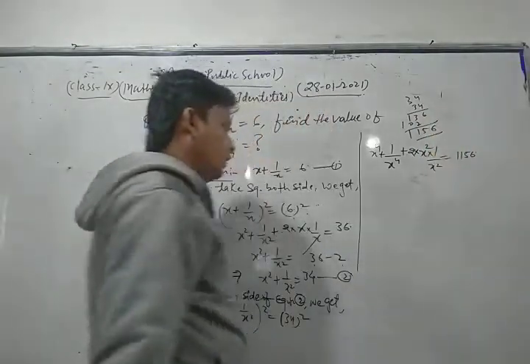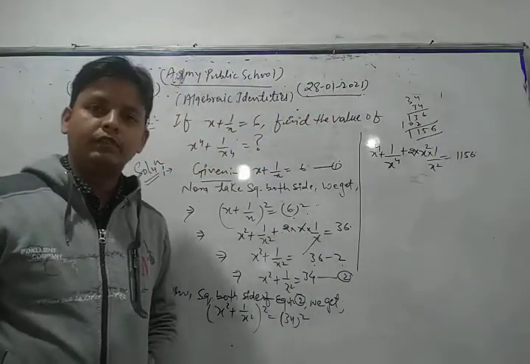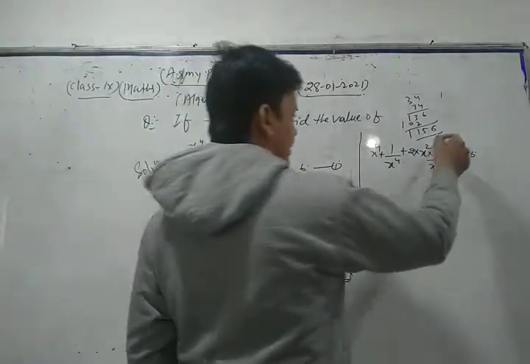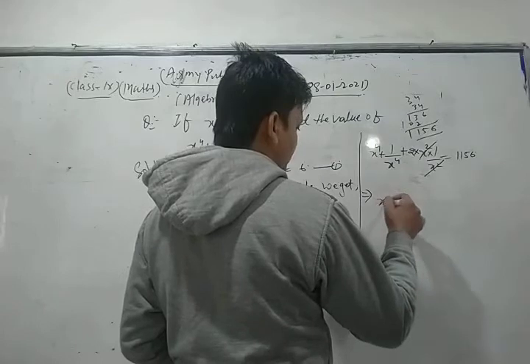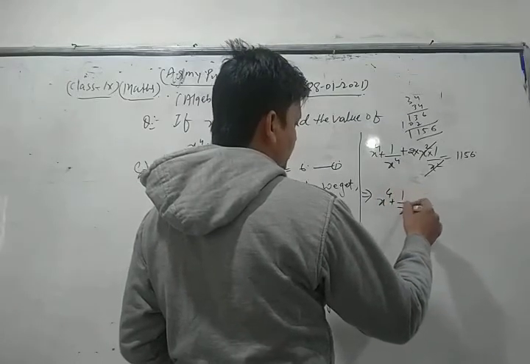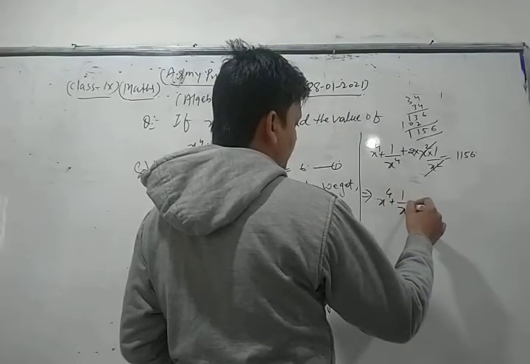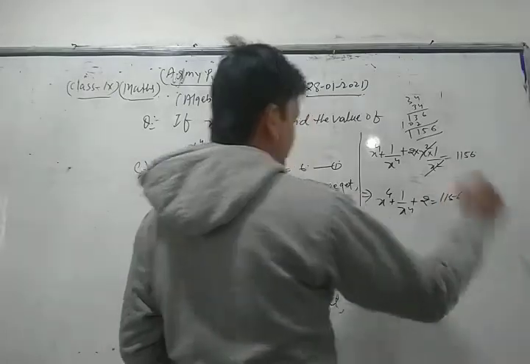1156. Okay, the square of 34 is what? 1156. Now what do I do? Let's see, x square and x square cancel each other, so the value of x power 4 plus 1 upon x power 4 plus 2 is equal to 1156.